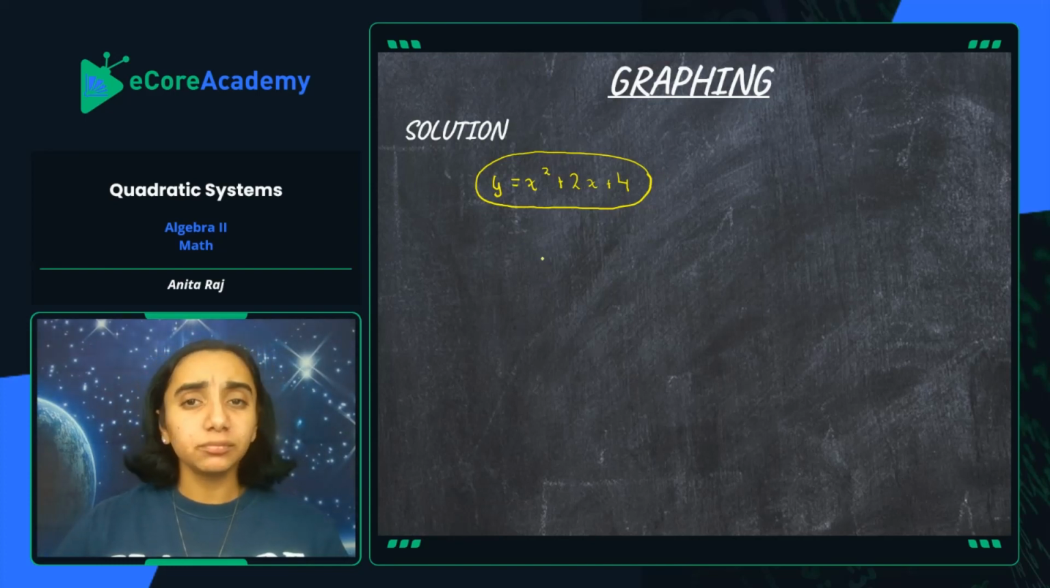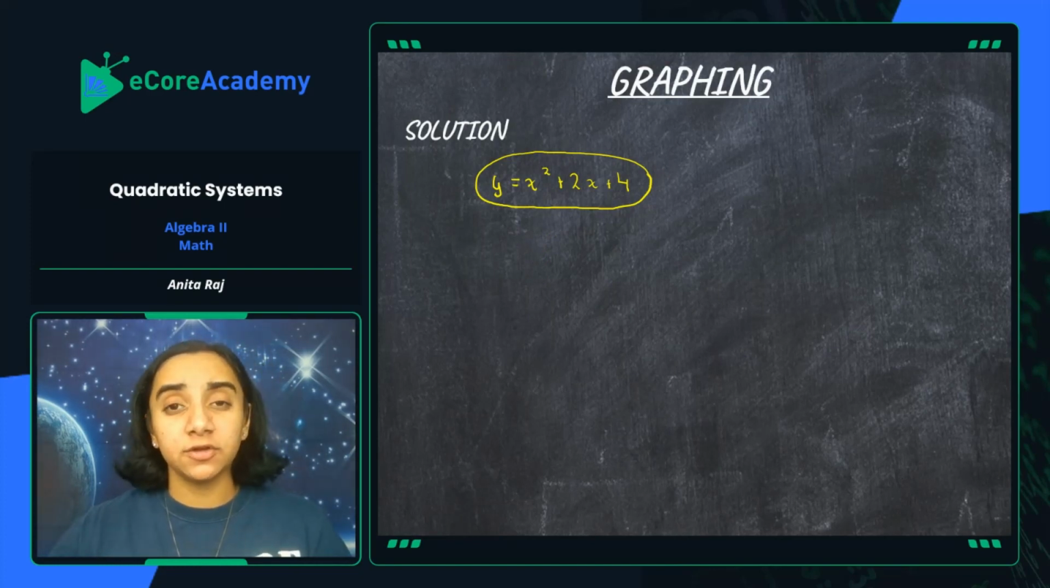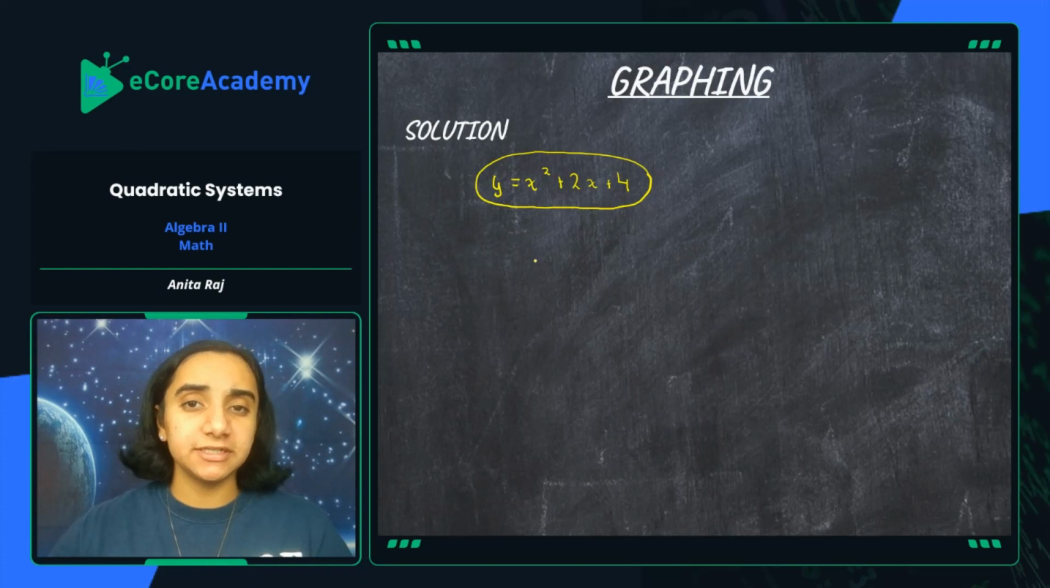So first, the easiest thing to do is find the vertex of a quadratic equation. If you find the vertex, you're finding the center of the parabola, and it's going to be so much easier for you to construct points around the center of the graph. That's why we want to find the vertex first.